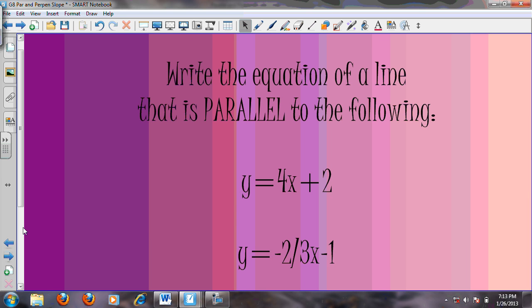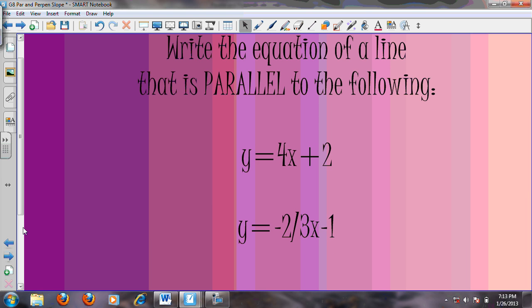Let's look at these two. Before we go back to our notes, write an equation of a line that is parallel to the following. Parallel lines have the same slope. So y equals 4x, same slope, minus 7. Okay? How about the next one? What do you think, Lila?